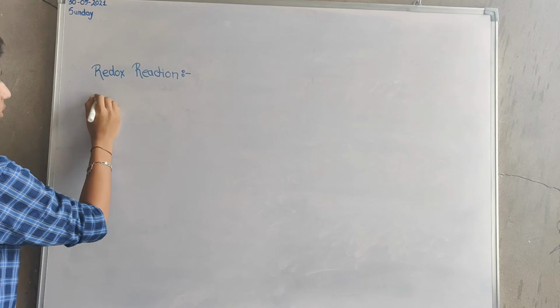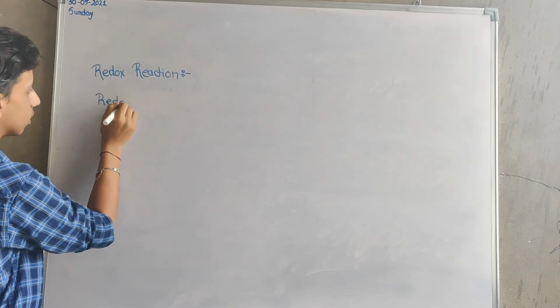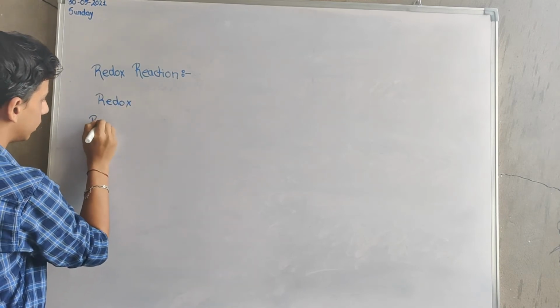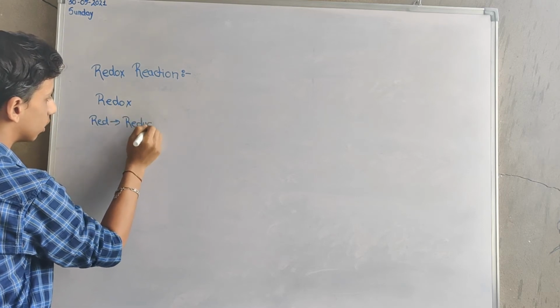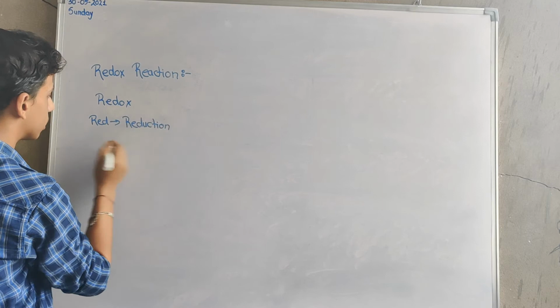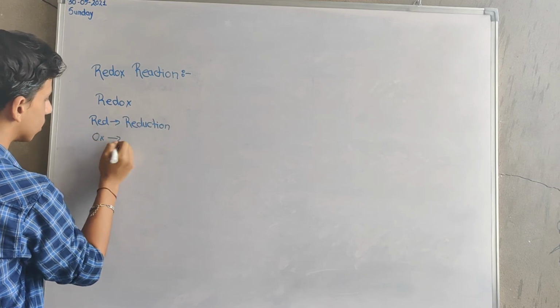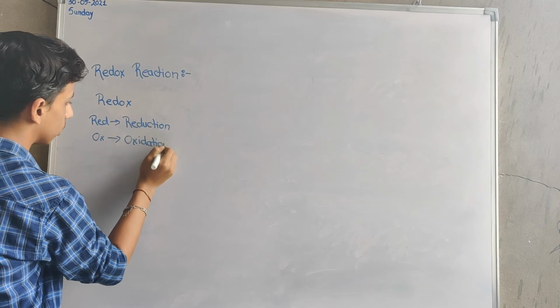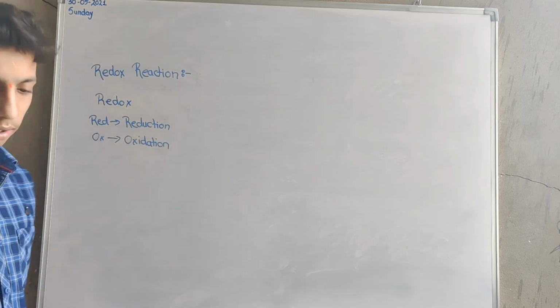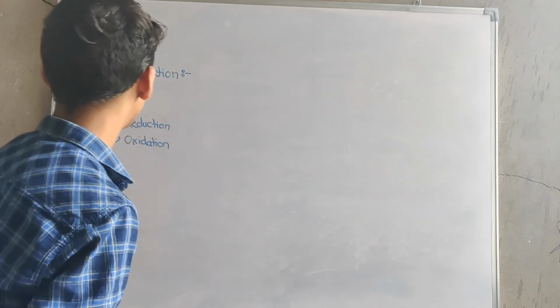So, redox. Here, red means reduction reaction, and ox means oxidation reaction. And now I will take some examples of redox reaction.